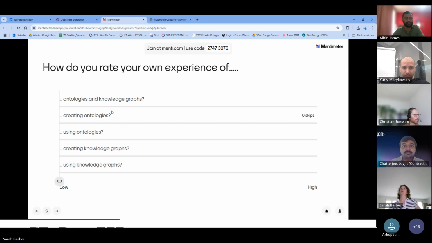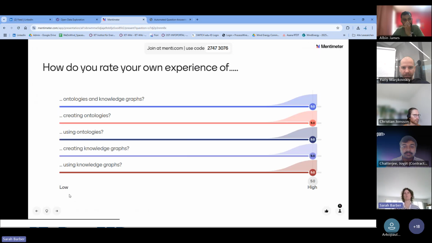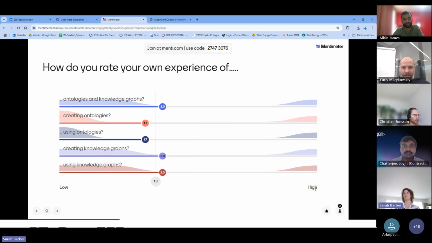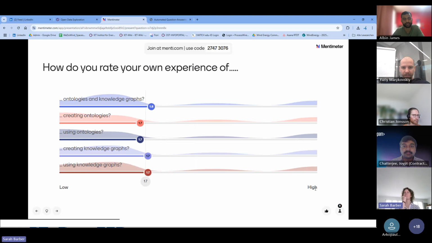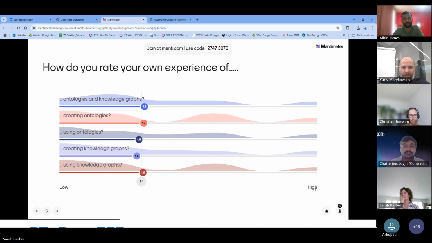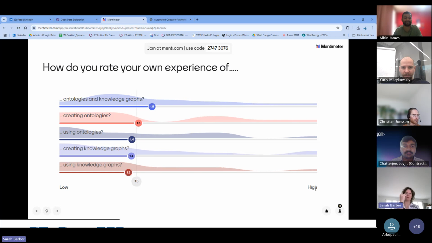How do you rate your own experience of ontologies and knowledge graphs? Creating ontologies, using ontologies, creating a knowledge graph and using knowledge graphs. You can just use a slider or put a number. If your experience is low, you go to the left, and if it's high, you go to the right. I can see the distribution as you go along, so it's quite interesting. This is obviously after the presentation, so you probably rate your own experience a little bit higher than you would have done before.